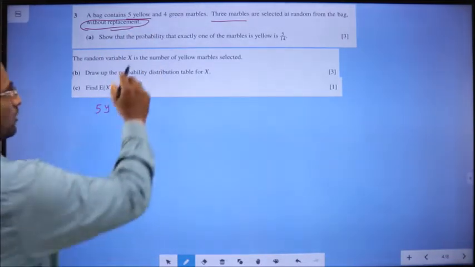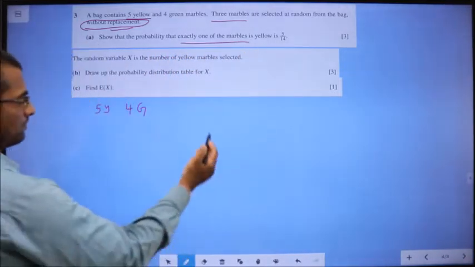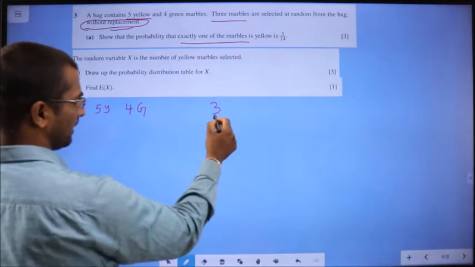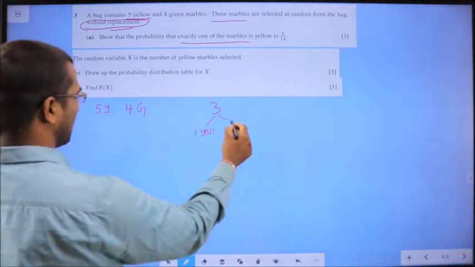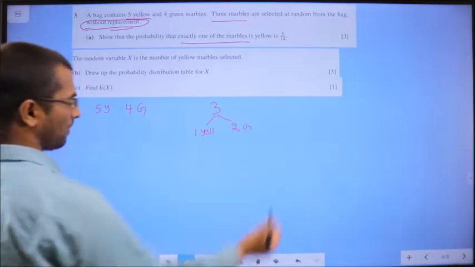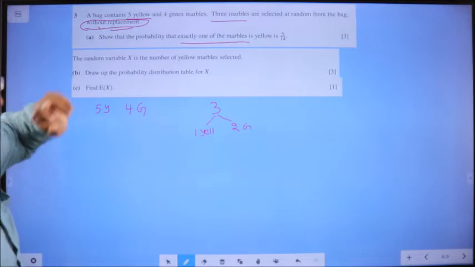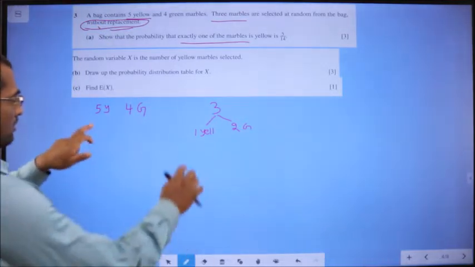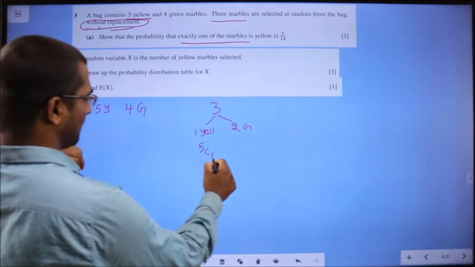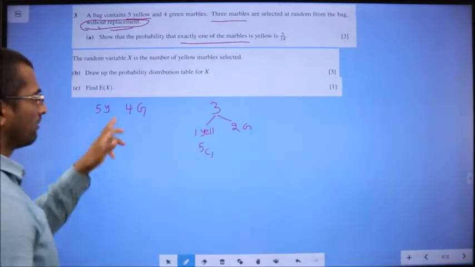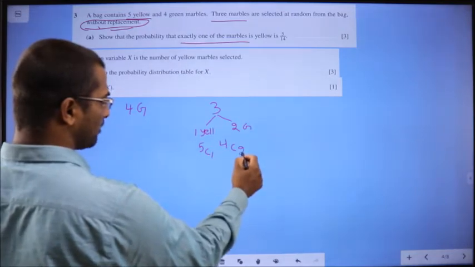Now, show that the probability that exactly one of the marbles is yellow. So you are selecting 3. In that, one should be yellow. That means the other 2 have to be green. Okay. Without replacement, so use combinations. From 5 yellow, I want 1 yellow, which can be done in 5C1 ways. From 4 green, I want to select 2 greens, which can be selected in 4C2 ways.